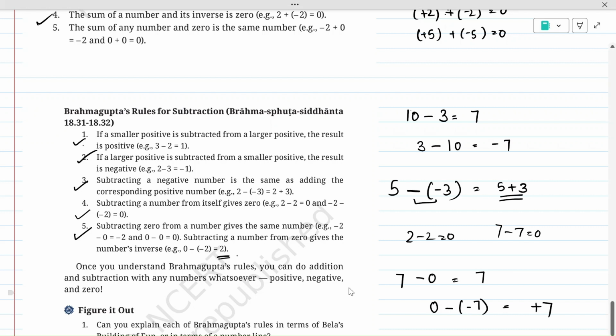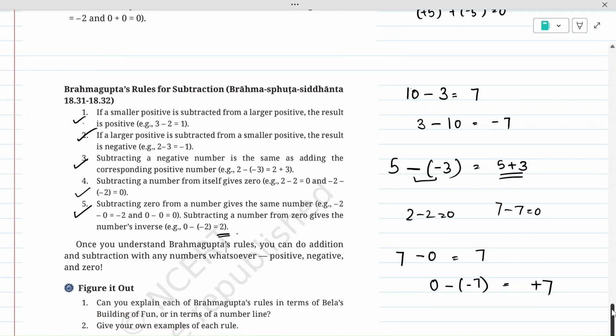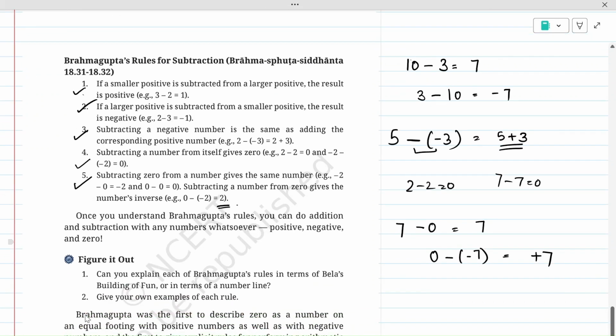So this is done. Now they are asking: can you explain each of Brahmagupta's rules in terms of the number line? What we have done in the first exercise of integers is in the left part and the right part. They are saying you can practice these questions using Brahmagupta's rules. So kids, these rules are very important.